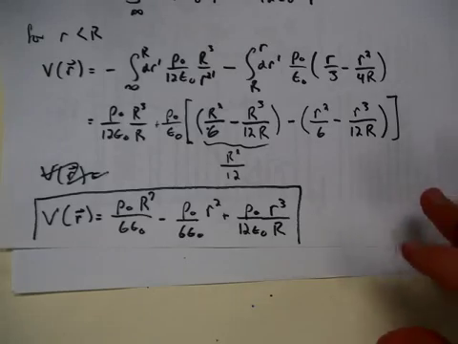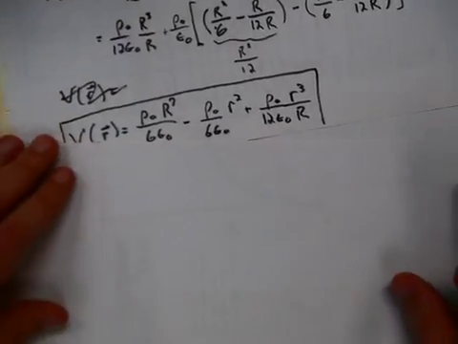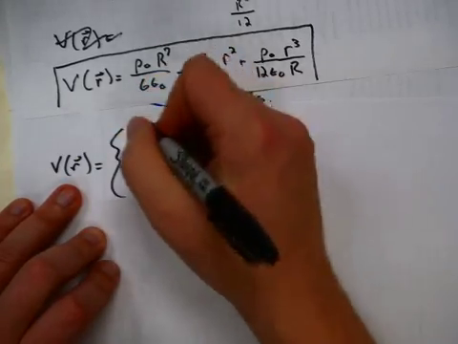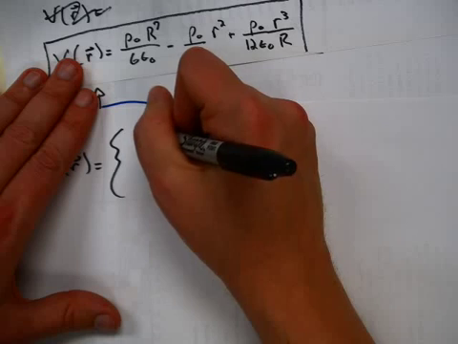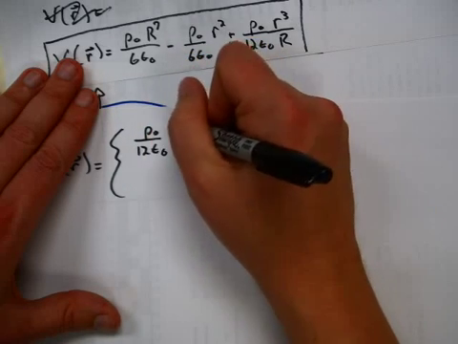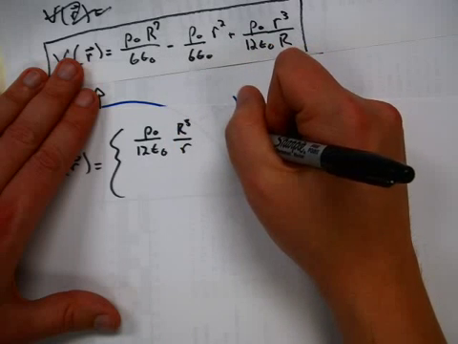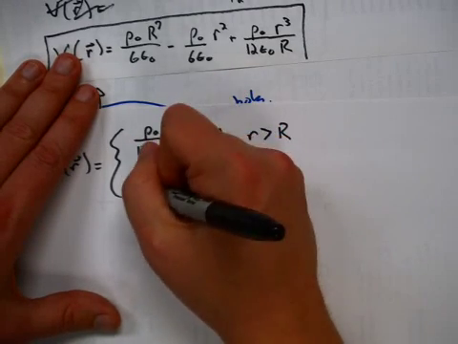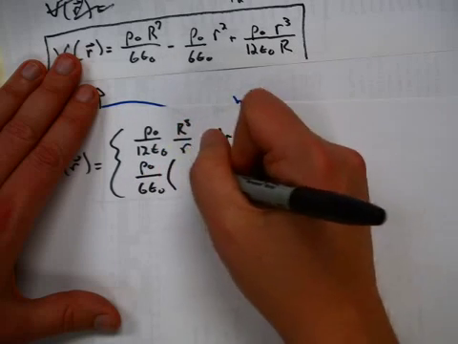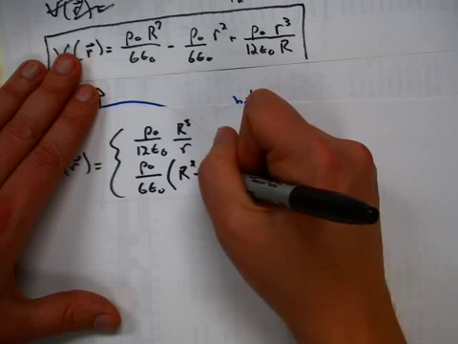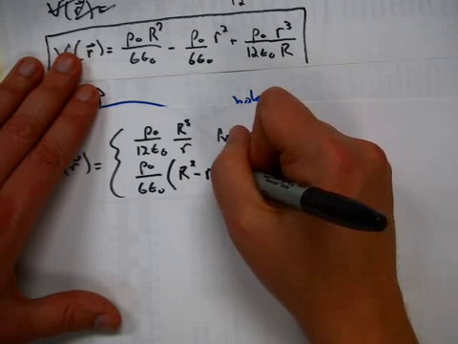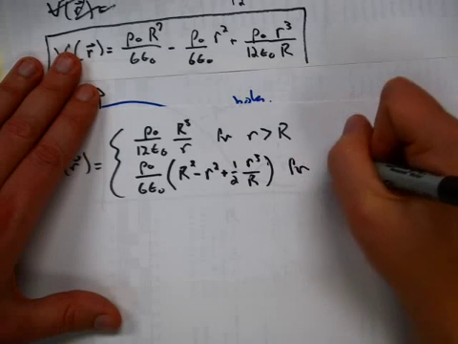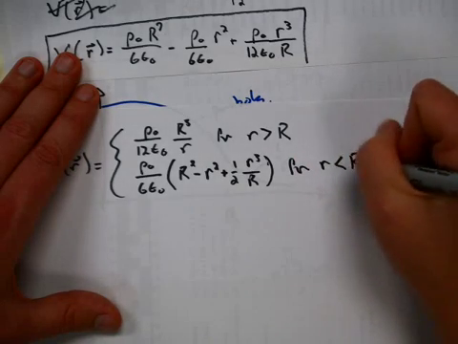And so now, just summarizing and putting it all in one spot so we can look at things easily, the potential V of r is going to be rho naught over 12 epsilon naught, capital R cubed over r, for r greater than capital R, and then it is rho naught over 6 epsilon naught, that factors out, capital R squared minus little r squared plus 1/2 little r cubed over capital R, for r less than capital R.